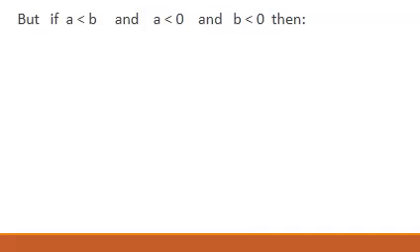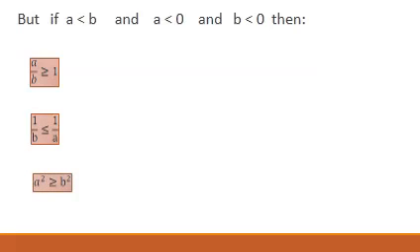But if both of them are negative, then everything will be changed. In this case, A over B is going to be greater than 1. 1 over B is less than 1 over A. The squaring also will change.